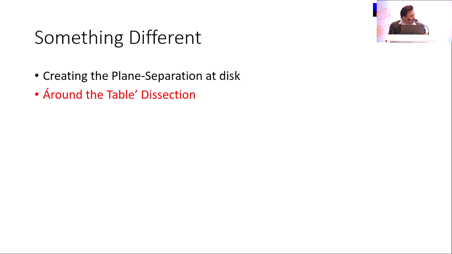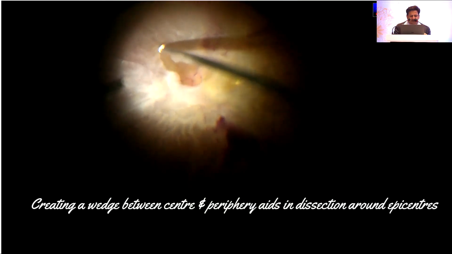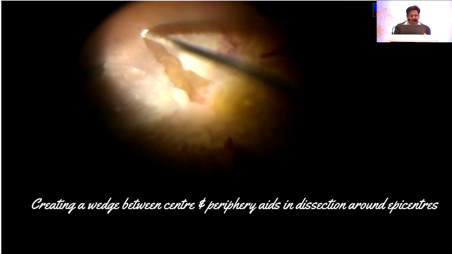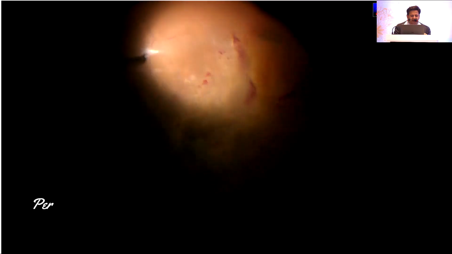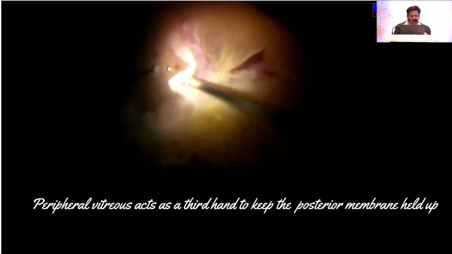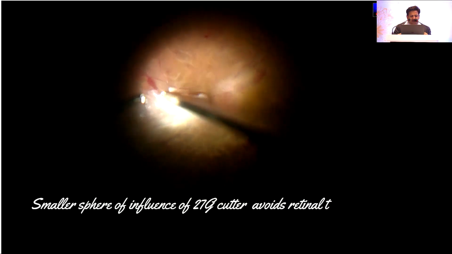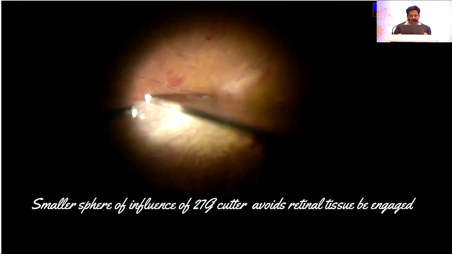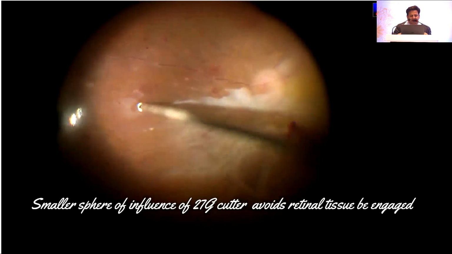Second is what I call around-the-table dissection. What does around-the-table dissection mean? I start by lifting the membrane at the disc, then I create a wedge by cutting the retinal tissue and advancing to the periphery. Once I've done that, I induce the PVD in the periphery, and then I keep on moving around all these epicenters, taking them one by one. I can go from outside to inside and inside to outside, both at the same time, making the surgery easier and faster.